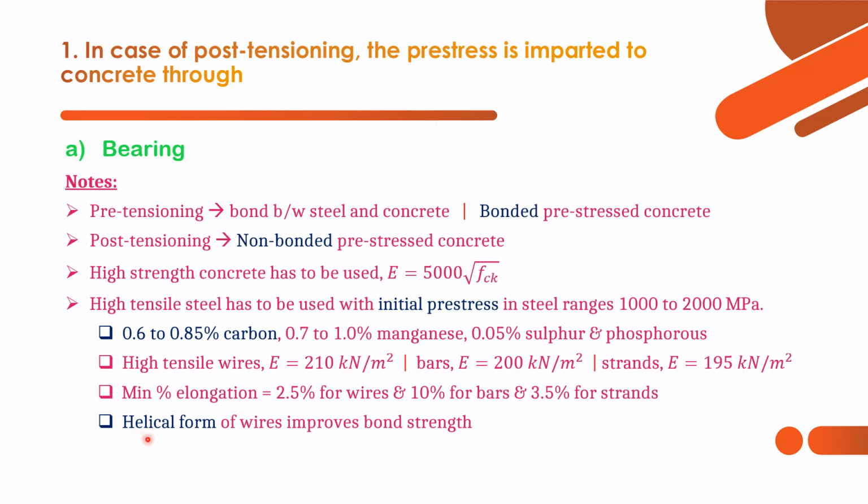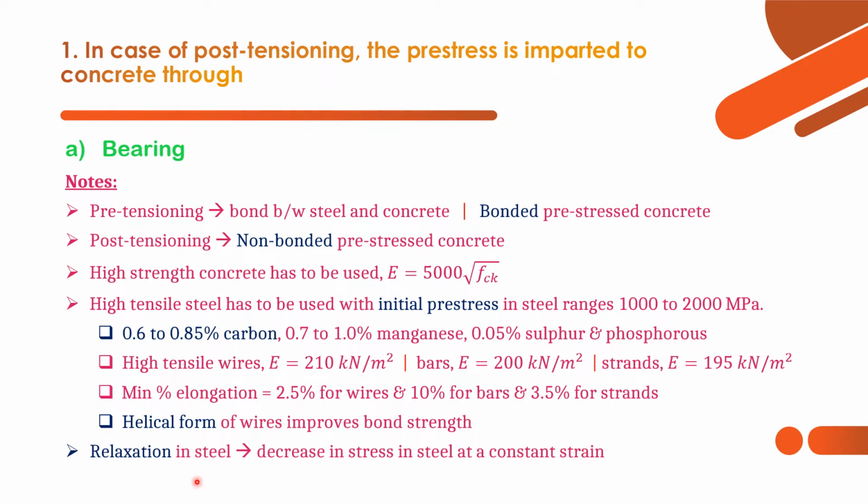We can use helical form of wires in case of pre-tensioning, because we have already seen that for pre-tensioning, the pre-stress is imparted through the bond between steel and concrete. So by improving the bond strength, we can provide a high strength pre-tensioned concrete. So that's why we have to use helical form of wires in case of pre-tensioned concrete. So that will fetch us a good material.